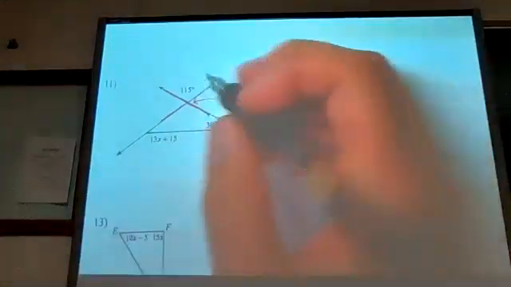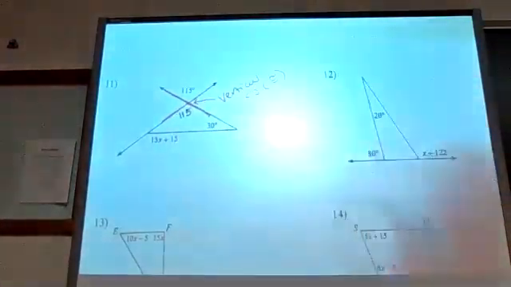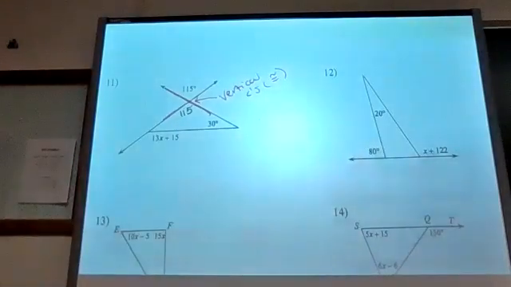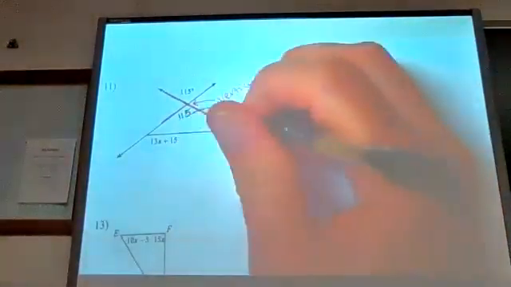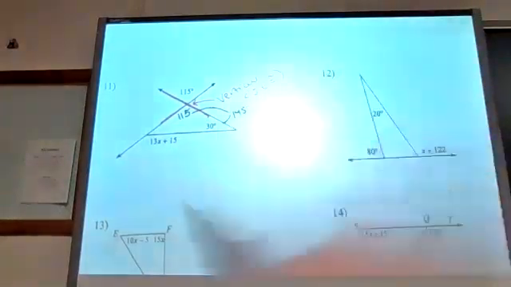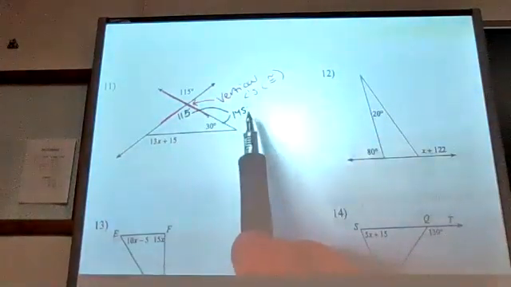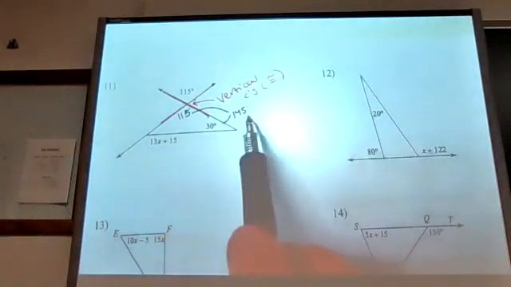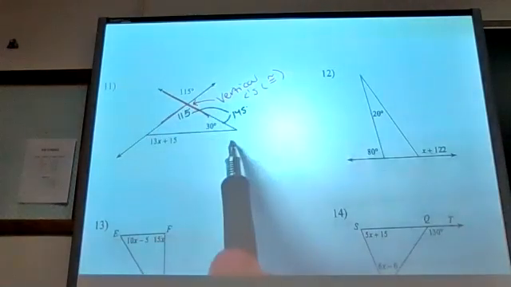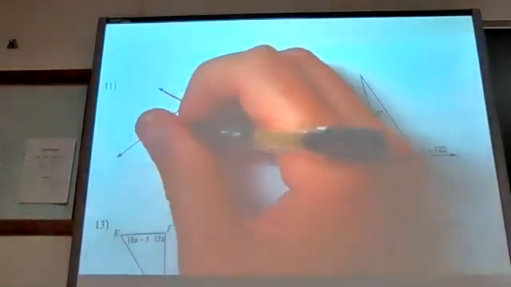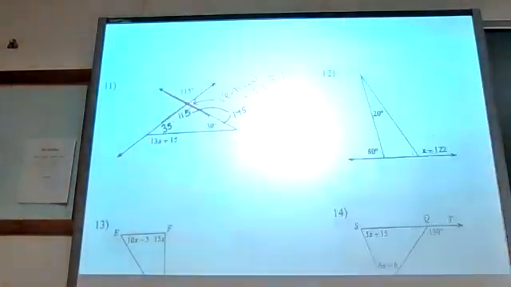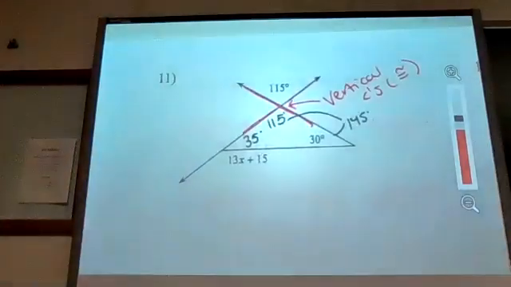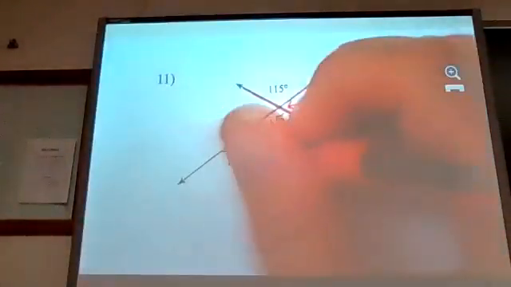So if this is 115, then this angle is 115. Okay. And then I have 115 and 30. So all together between here and here, I have 145 degrees. And then there's two ways I can solve for x. So I'll talk about the second way in a minute. So then using the fact that my triangle adds up to 180, that tells me that this angle is 35 degrees.